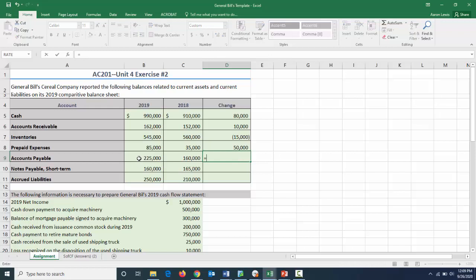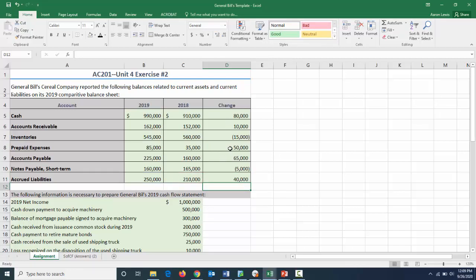Accounts payable is listed at $225,000. Last year it was $160,000, so it increased by $65,000. Our short-term notes payable, notes that are due within the next year, is $160,000 on our current books. It was $165,000 last year, so we paid out some principal here. $5,000 decrease in short-term notes payable. And then lastly, we have our accrued liabilities, things like interest payable, salaries payable, etc. They are $250,000 on our books at the current time. Last year we reported $210,000 worth of accrued liabilities, which means they increased $40,000 during the year.